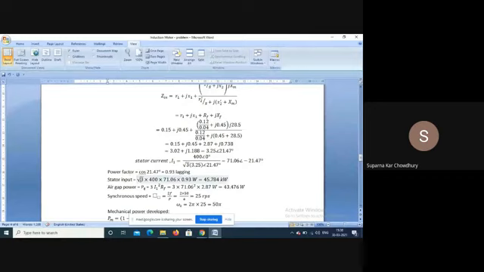Stator input will be root 3 into, this is the line voltage, into the current into the power factor. Or we can have 3 into phase voltage into phase current into power factor. So 400 by root 3, the same value. So stator input is 45.784 kilowatt.